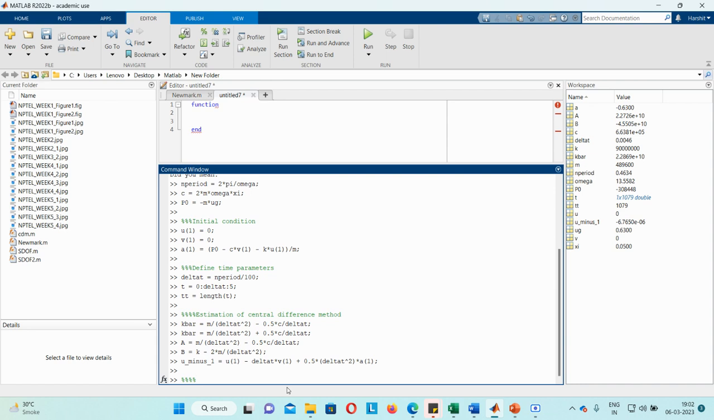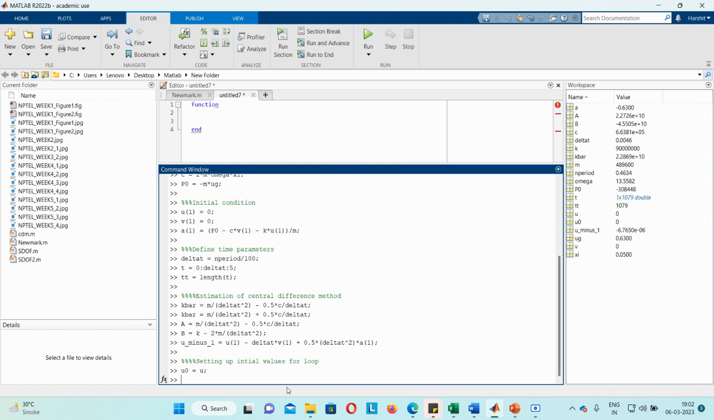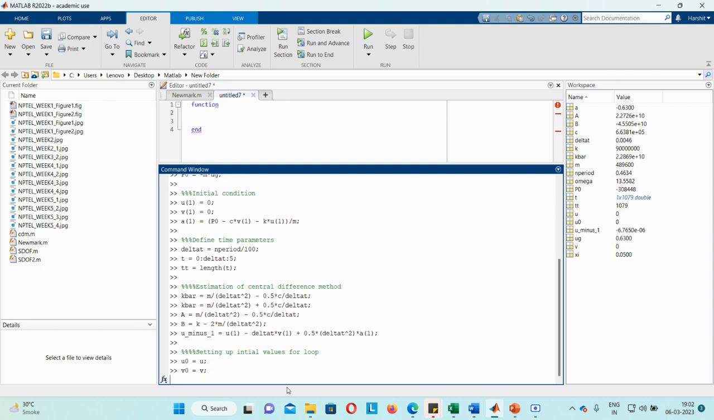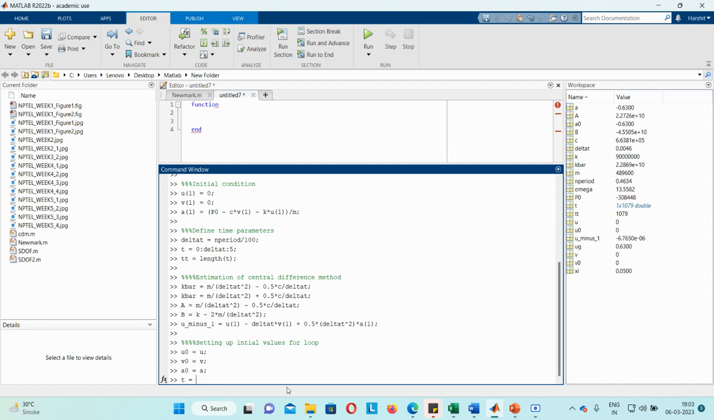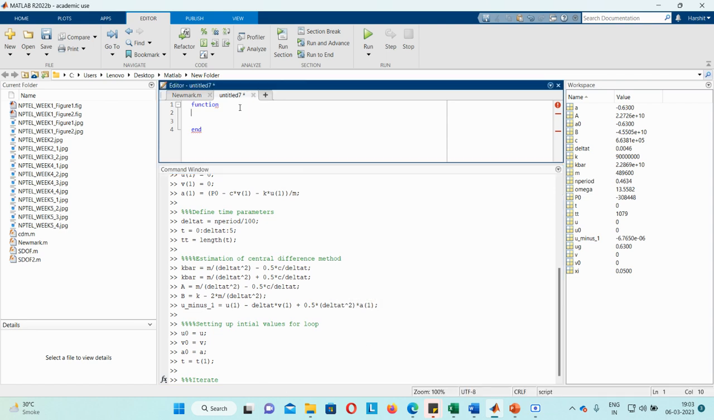Now, second last step is setting up initial values for the loop. Just like what we did in the previous question, the u naught will be u, v naught will be v, a naught will be a, and t will be nothing but t1. So first value is 0 only. Now we will iterate. So before iterating, we need to define the function. So how do we define the function here?